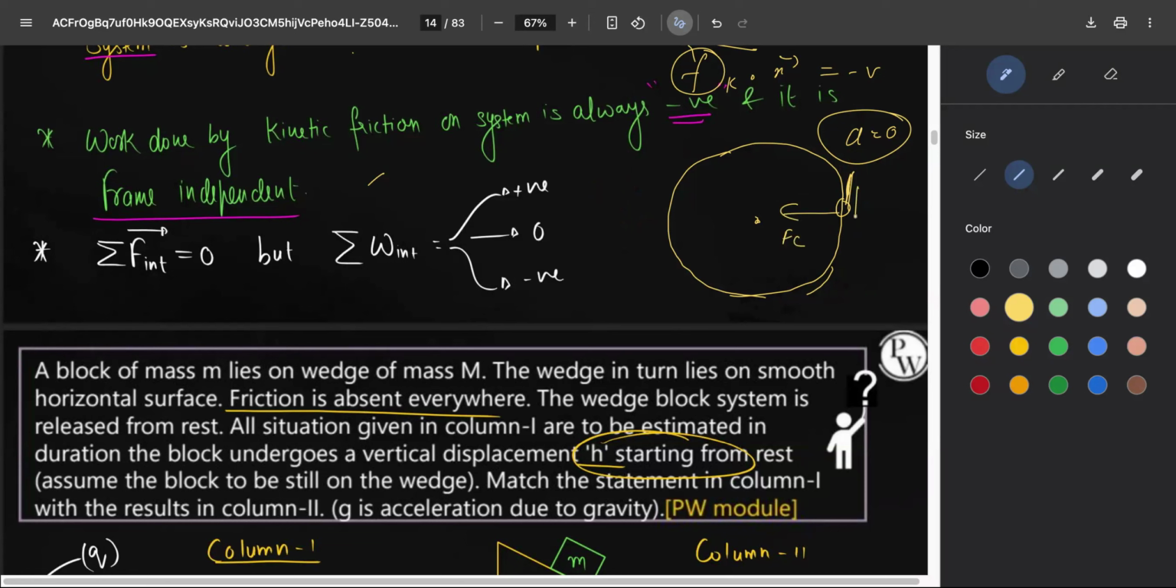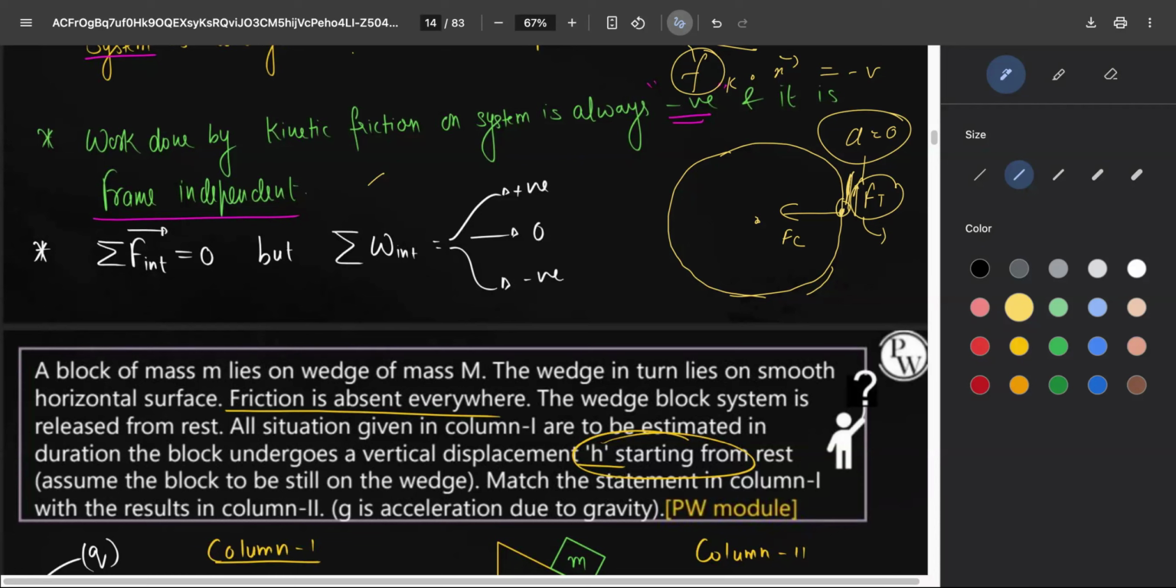But if there's some external tangential force Ft, then there will be some work. If the particle comes back to the same point, then the work will be zero, right? The particle starts from that point, completes one revolution, and goes back to the same point, so the work done will be zero. Yeah, exactly. If the particle started from A and came back to this particular point, the answer should be zero. All right.